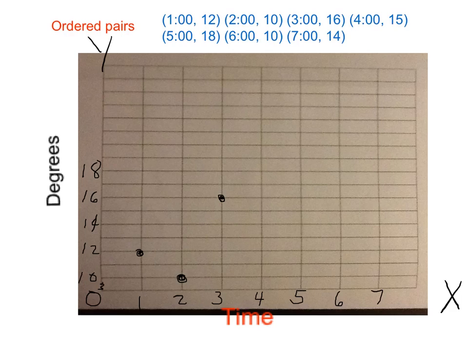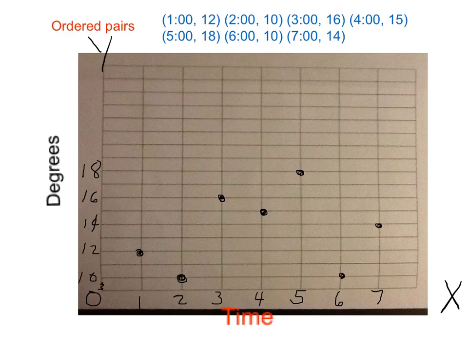My next one, 4 a.m. and 15. So I know 15 is going to be between 14 and 16, so right there. My 5 a.m. is 18 degrees. My 6 a.m., it dropped back down to 10. And my 7 a.m. is 14 degrees.